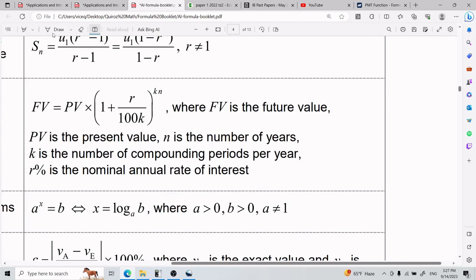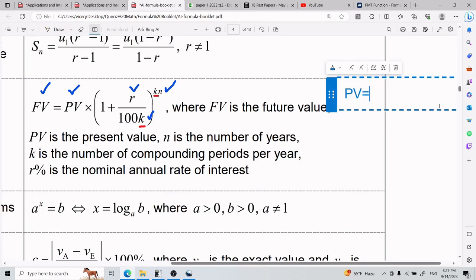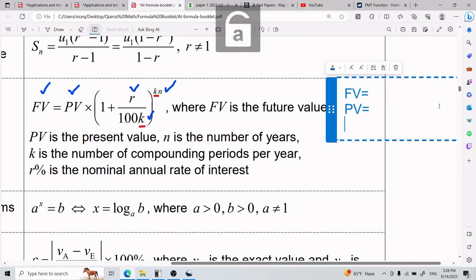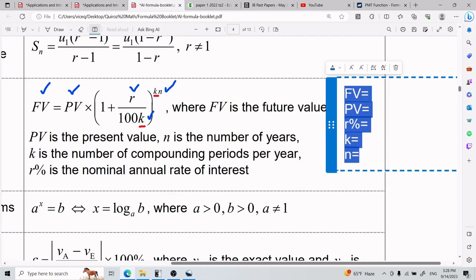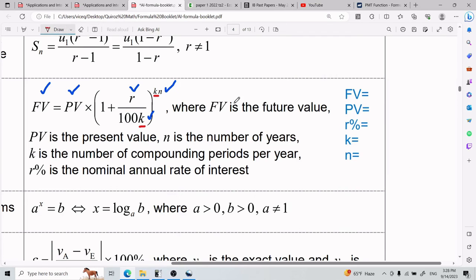What I mean is that you can notice I have 5 things: FV, PV, r, k, and n. See, k shows up in 2 places, but it's 5 things I need. FV is the future value, PV is the present value, r is the percent, k is the compounding periods per year, and n is the amount of years. You can absorb that from what it says here.